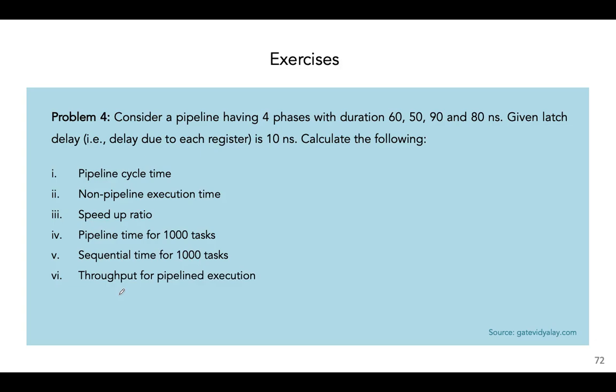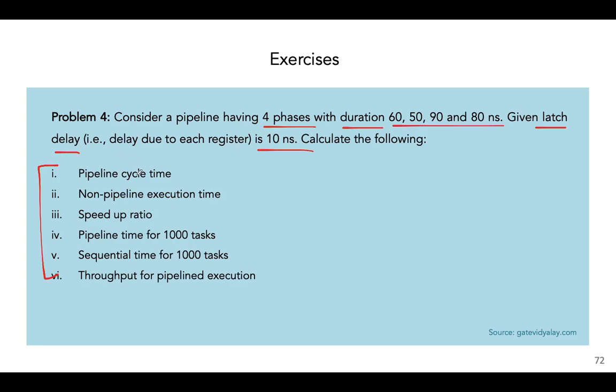Problem 4 now. Consider a pipeline having 4 phases with durations 60, 50, 90, and 80 nanoseconds. Again, you see the terminology varies. 4 phases or 4 stages, it's all the same thing. Duration, latencies, delays, whatever, it's the same thing. Given latch delay, that is delay due to each register, again a new terminology. Usually we call them register delays, but now you know another name for it, latch delay, right? The register delay is given to be 10 nanoseconds, and you're supposed to calculate the following.